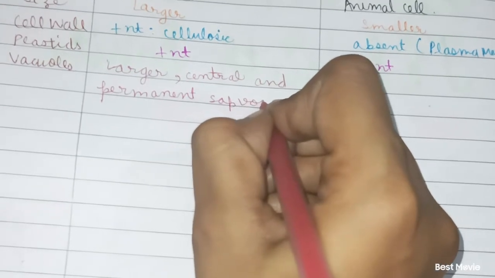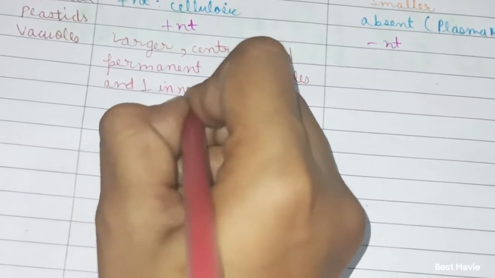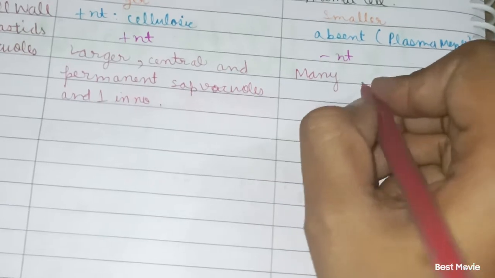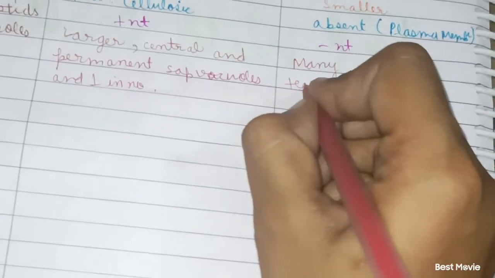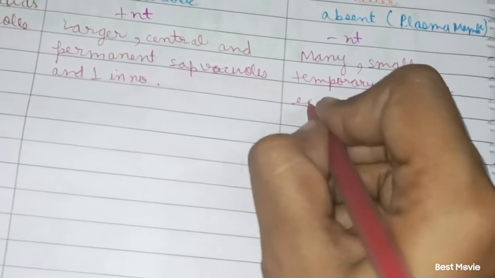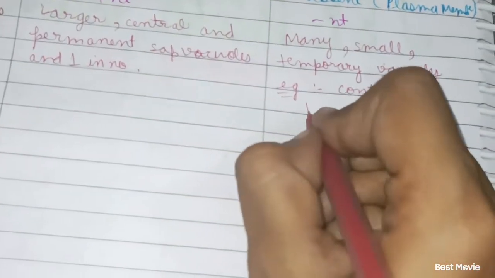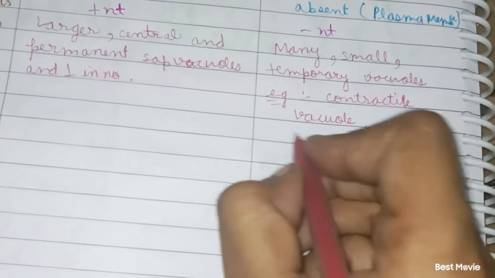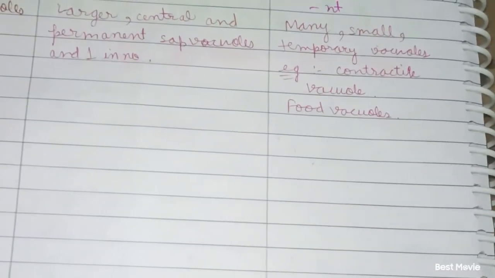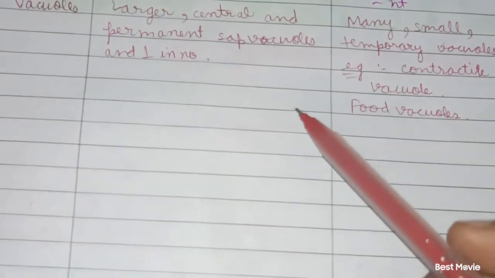Sap vacuoles, and one in number in plant cells. In animal cells we have many small, temporary vacuoles, such as the contractile vacuole in amoeba, which is meant for excretion, and food vacuoles. These are some vacuoles present in animal cells. These are spread all over the cell and are many in number. In detail, we'll study this in the concept of vacuoles in eukaryotic cells.